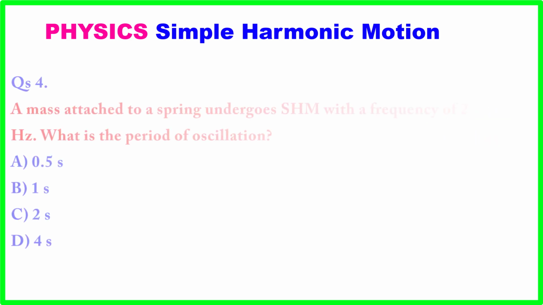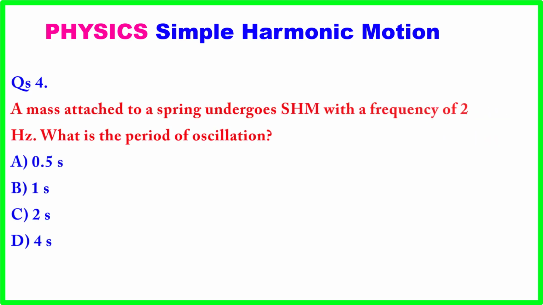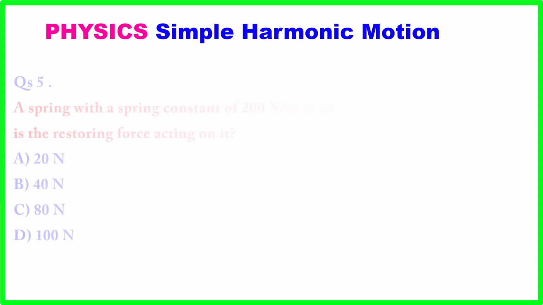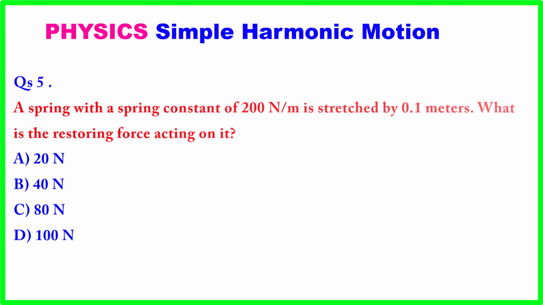A mass attached to a spring undergoes SHM with a frequency of 2 Hz. What is the period of oscillation? 1 second. A spring with a spring constant of 200 Newton per meter is stretched by 0.1 meters. What is the restoring force acting on it? 20 Newton.